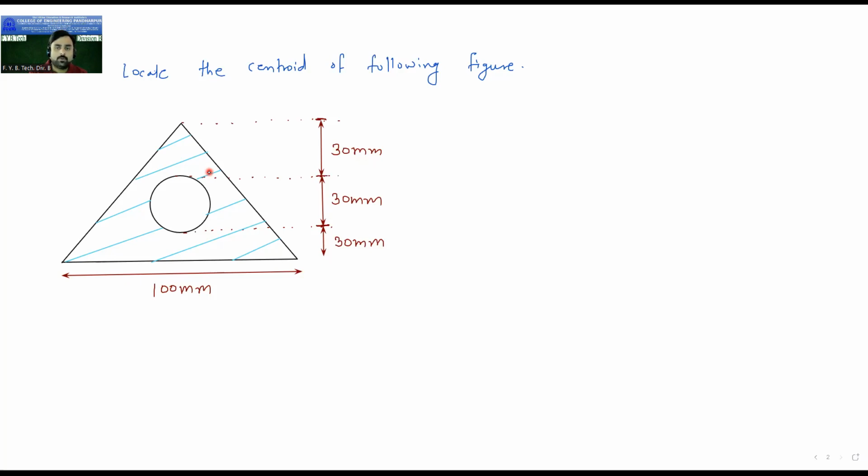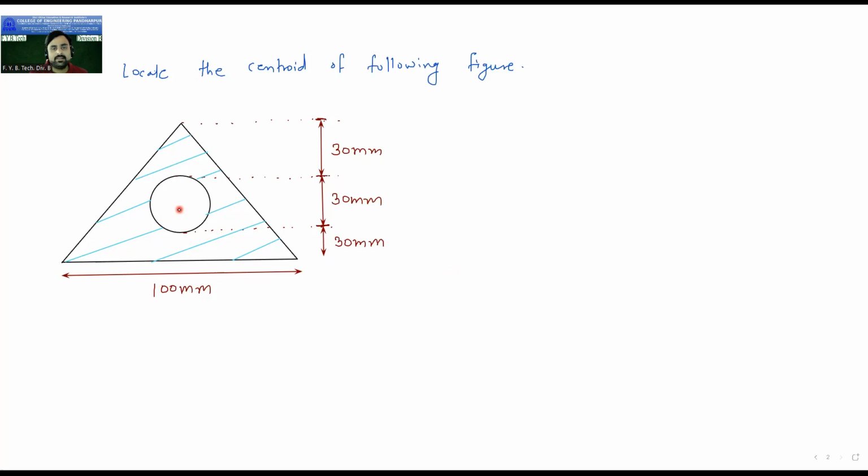Have you understood the problem? The problem is that one triangle is there, and from that triangle a circle is taken out. Okay, it is deducted. It is not added. Please remember that it is deducted. Sir, first we can conclude that there is an imaginary circle, and then we can minus of that center of that circle again. Okay, we have to minus it. That is correct. Now see how to solve this problem.